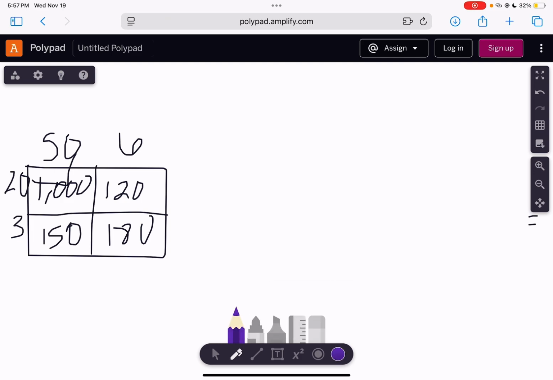Let me use a different color. Multiplying those 50 times 20, then you go down 50 times 3, and then 6 times 20, and 3 times 6.